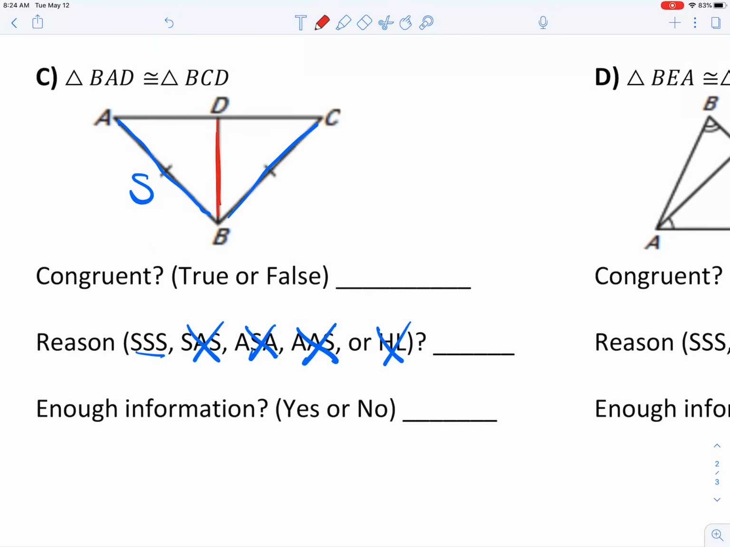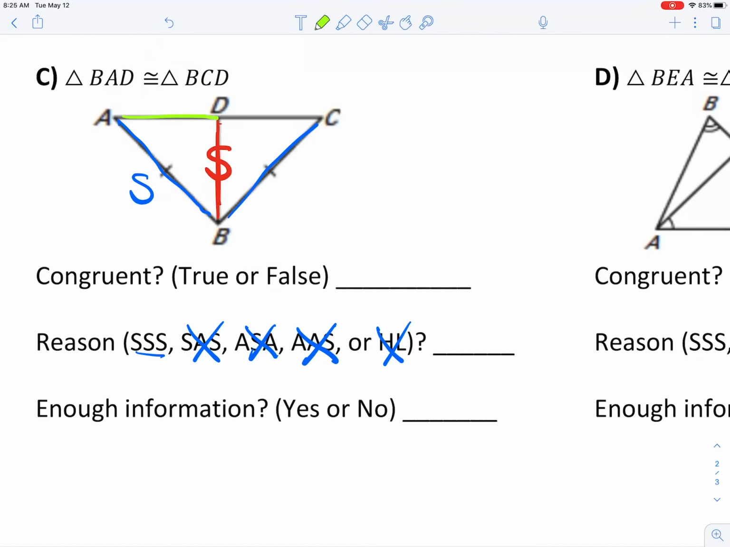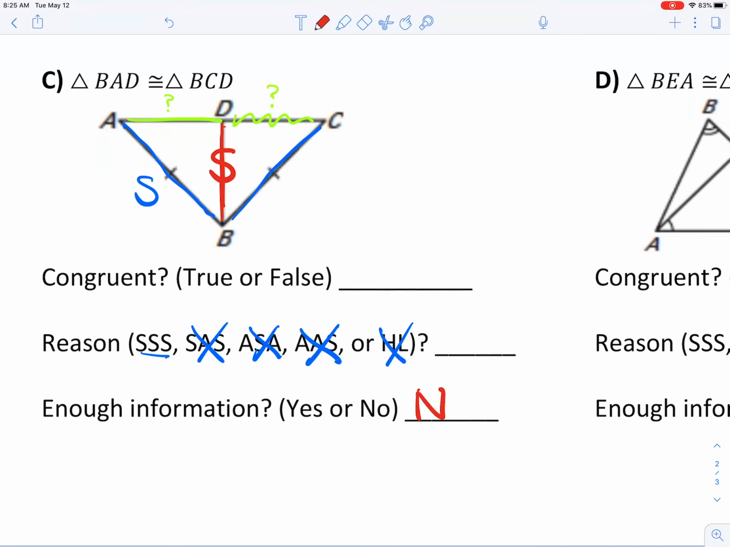All right, I see that these two sides are the same, so that's a side. I see that this side is the same side in both triangles, so that's a side. What I need is for this side to be the same as this side, but it doesn't say anything about those two sides, so that means that there is not enough information. Is there enough information? No, there is not.